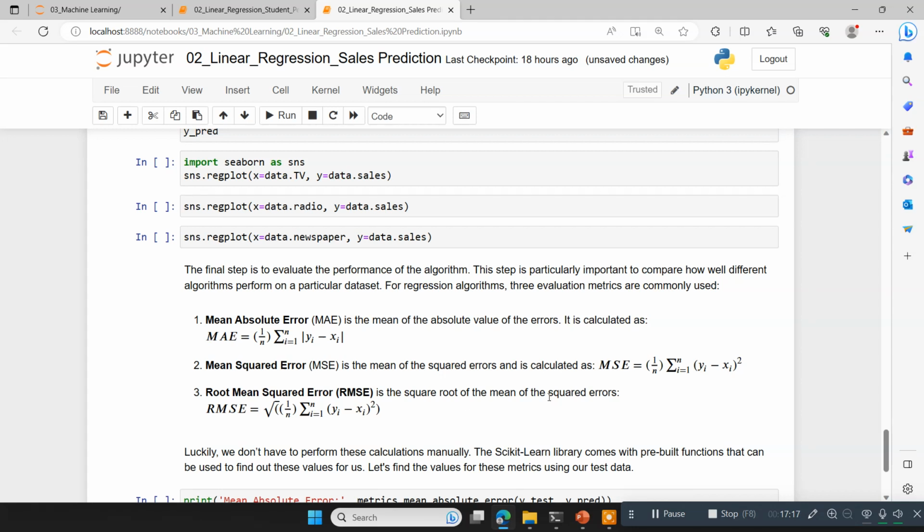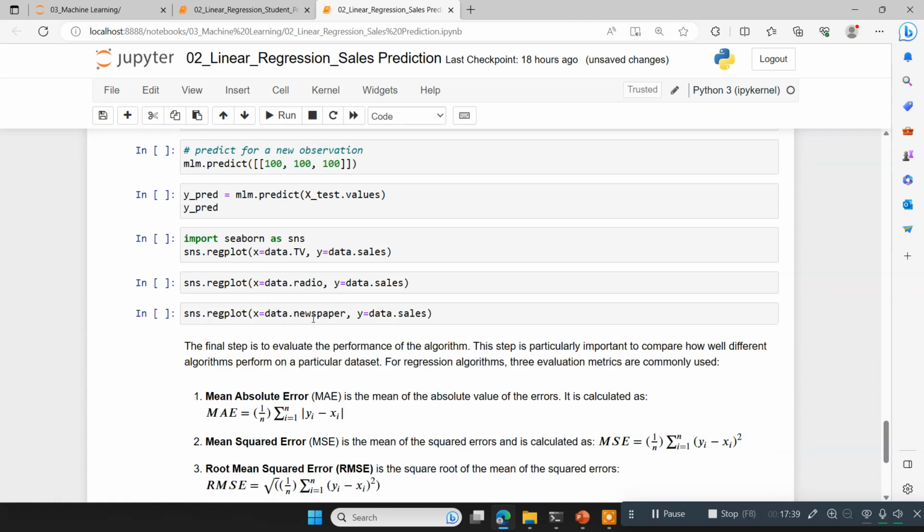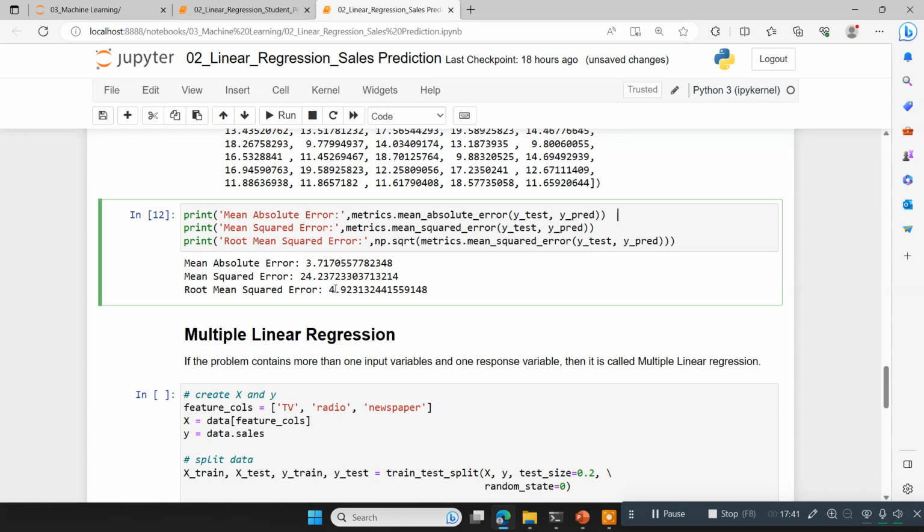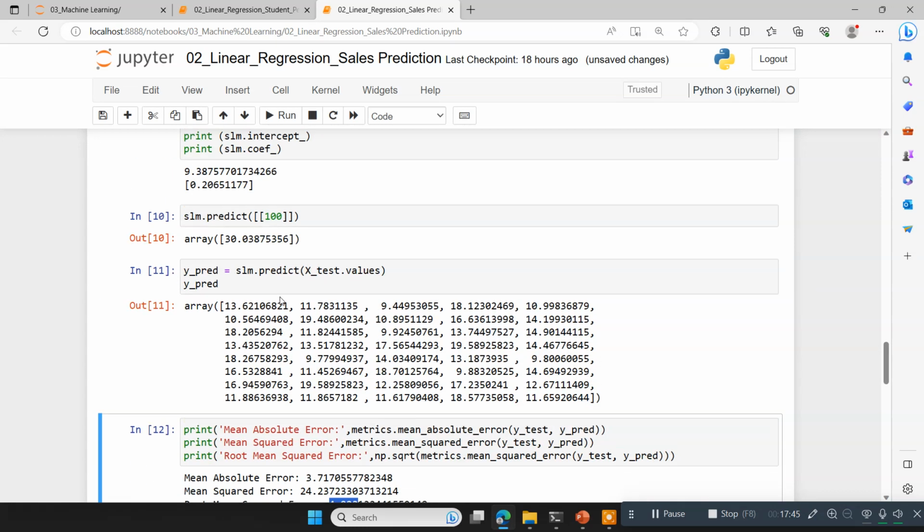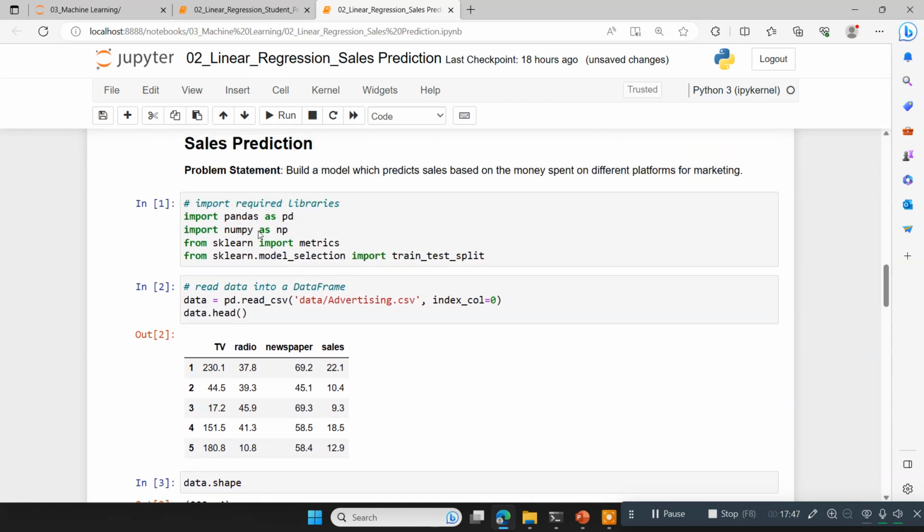MAE. Mean square error is the square of yi minus xi, summing and then dividing by n. Then root mean square error is nothing but the square root of MSE, the mean square error. So you can consider one of these metrics to evaluate your model. Here, let us say this 4.92 is the root mean square error for the linear regression model.